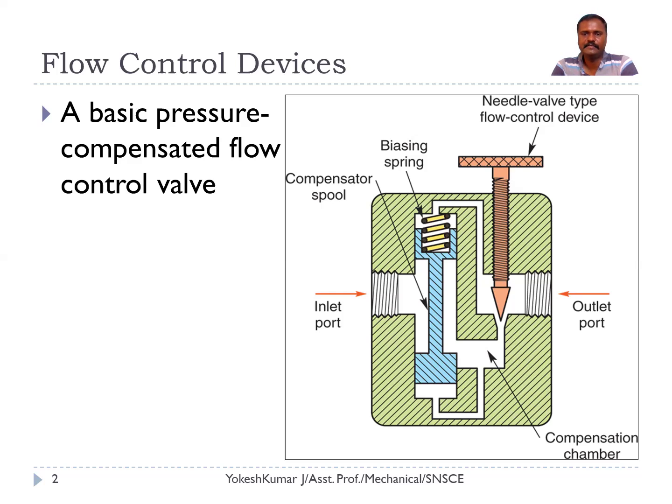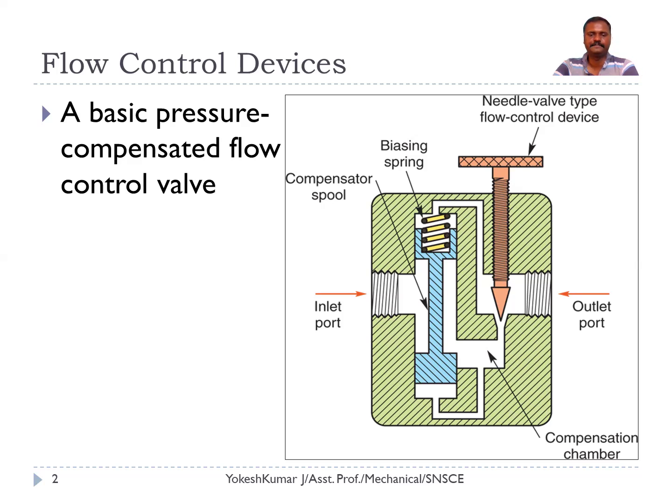At the top of the needle, we have an adjusting knob, and at the bottom of the threads, we have the needle. By adjusting the screw, we can vary the effective area of opening and closing. This is the construction. And we have a compensator chamber, which is used to compensate whenever the pressure exceeds or reduces.